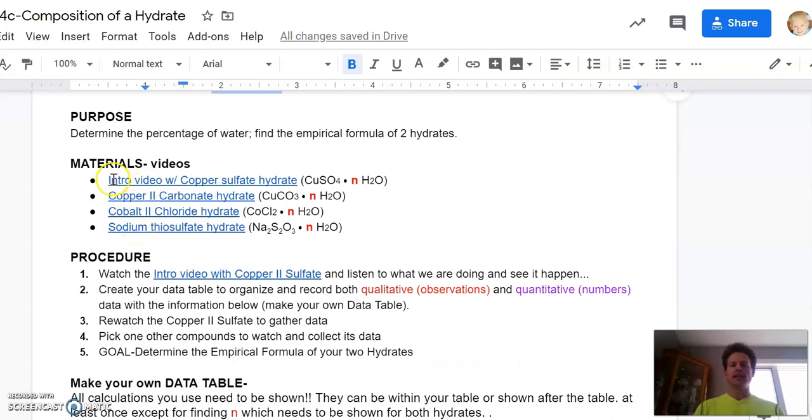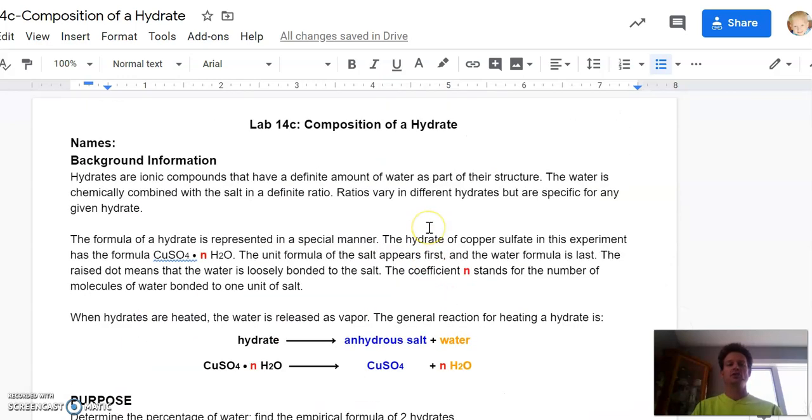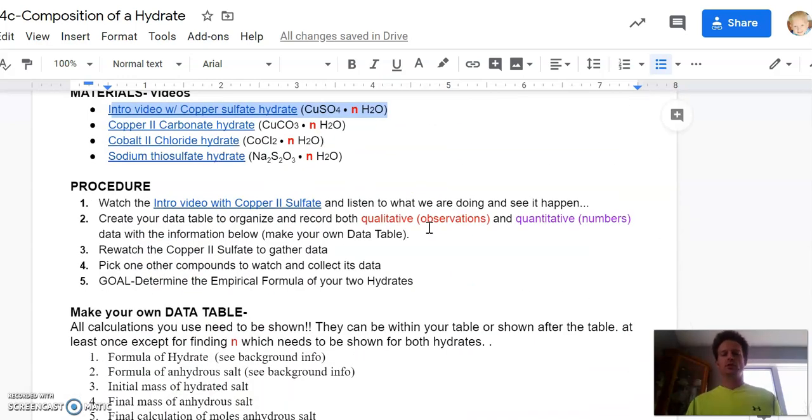What you're going to do is everybody is going to watch this video and take data on it, and then you can choose any of these other ones that you want. So there's copper 2 carbonate, cobalt 2 chloride, and sodium thiosulfate. They all are kind of different, kind of cool. You can watch all of them if you want to do more than 1. I said do 2 because I expected groups of 2. If you want to do a group of 3 and do 3, I guess that'd be fine too. But I want everybody to have to try one of those out.